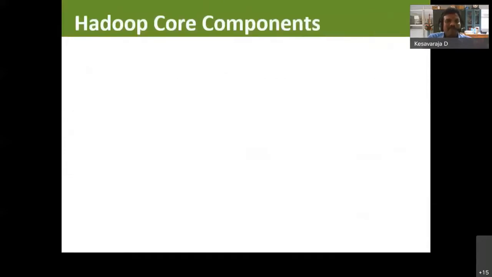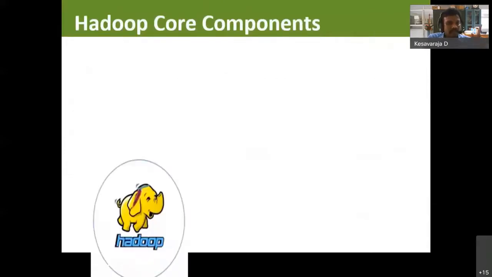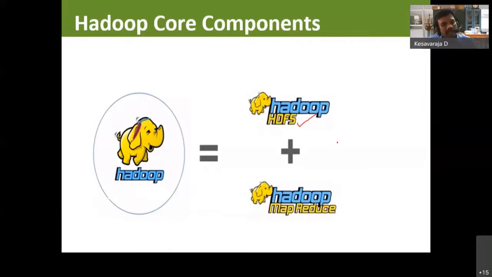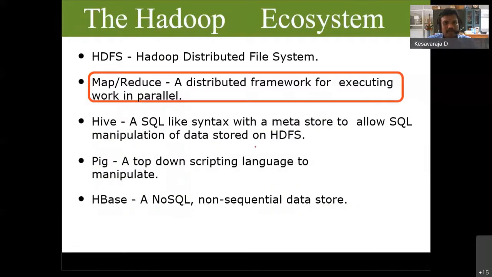There are two core components in the Hadoop environment. The first is Hadoop HDFS. The second is Hadoop MapReduce. HDFS is for storing or managing data. MapReduce is for processing data. HDFS for storing data, MapReduce for processing data, and Hive.